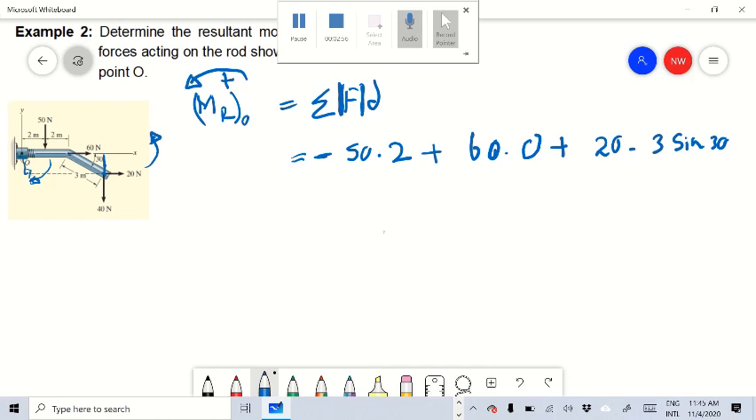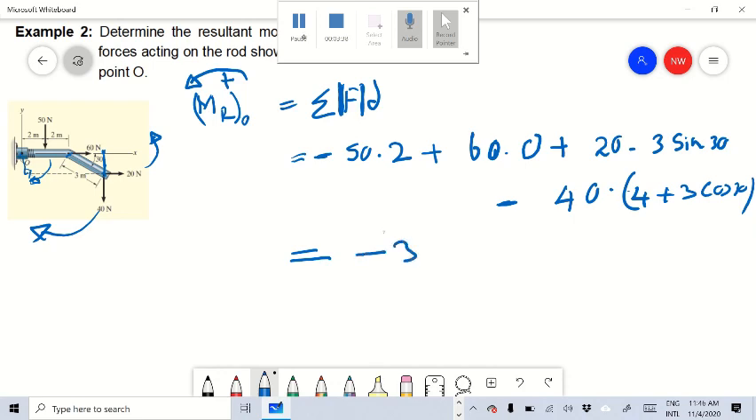So it is 3 sine 30, and if you take this force, it will create clockwise rotation. So minus 40 times the perpendicular distance to the line of action of the force, from here to here. This length up to here is 4, and this one is 3 cos 30 plus 3 cos 30, right? So if you solve this, you will get minus 334 Newton meters, right? So what does this minus sign mean?